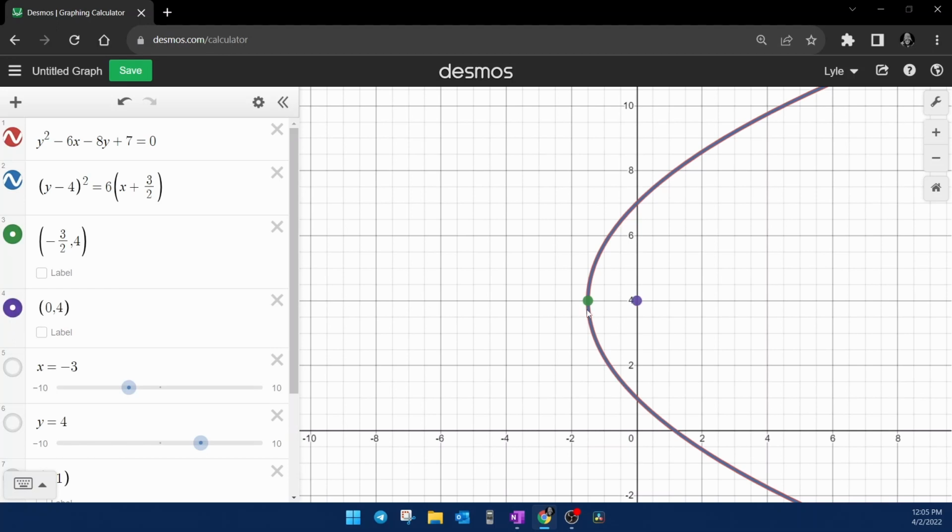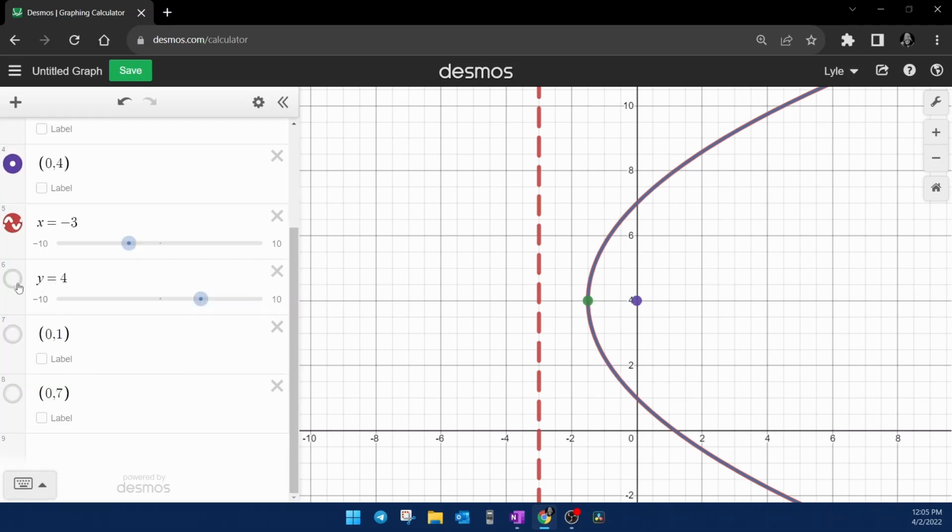The focus is inside the parabola. So here I've got my directrix. Notice the parabola opens away from the directrix and encloses the focus. And the distance from the vertex to the directrix is the same as from the vertex to the focus. Next, the axis of symmetry going through the focus and vertex, perpendicular to the directrix.